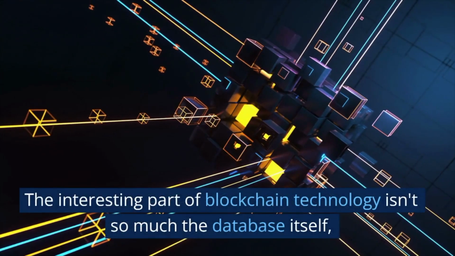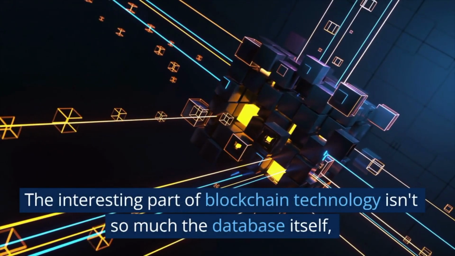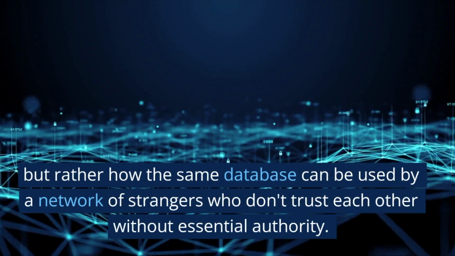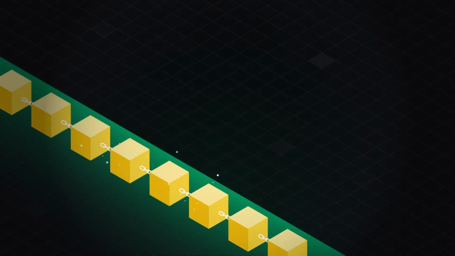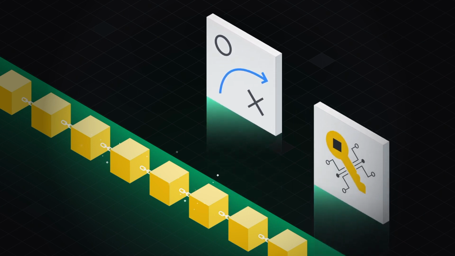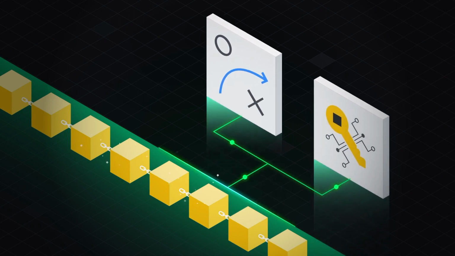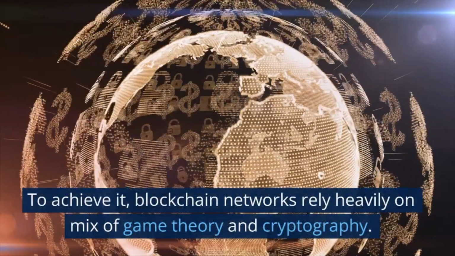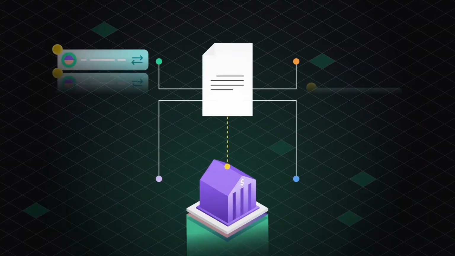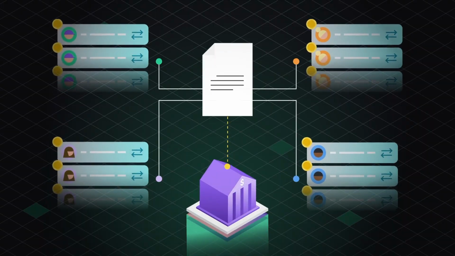The interesting part of blockchain technology isn't so much the database itself, but rather how the same database can be used by a network of strangers who don't trust each other without a central authority. This isn't an easy task. To achieve it, blockchain networks rely heavily on a mix of game theory and cryptography. In this module, we're going to take a deeper dive into those mechanisms.